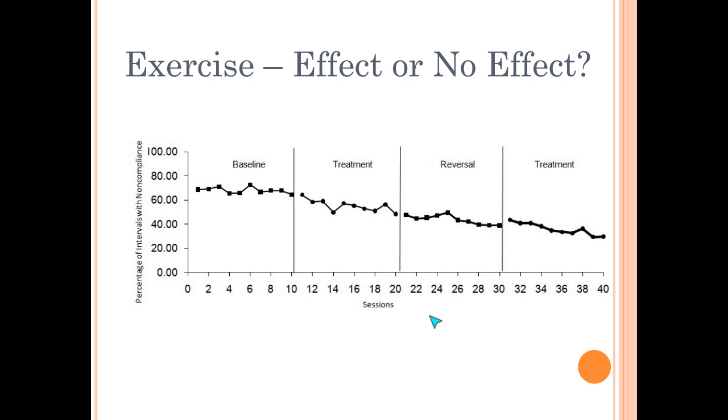There's no effect here because we have these decreasing trend lines going all the way through, right? We would want, as when reversal comes in, that this goes up to baseline levels and then down again, but this is not the case. And throughout all these phases, we can observe the same decreasing trend. So no effect. Okay, next one. Do you think this is an effect or no effect?